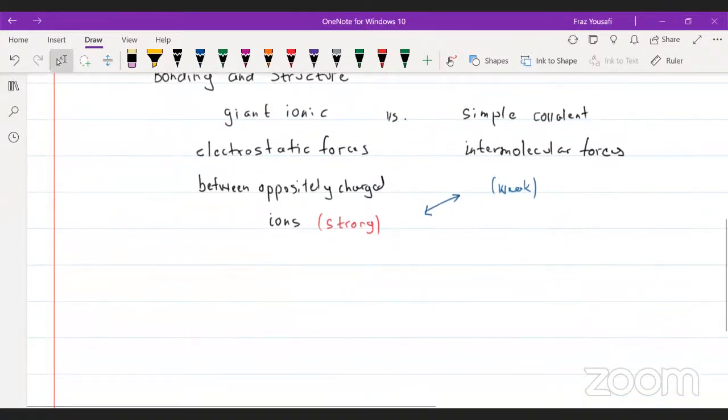Now, after bonding and structure, I often ask students how much they know about acids and salts, but this topic does show up.